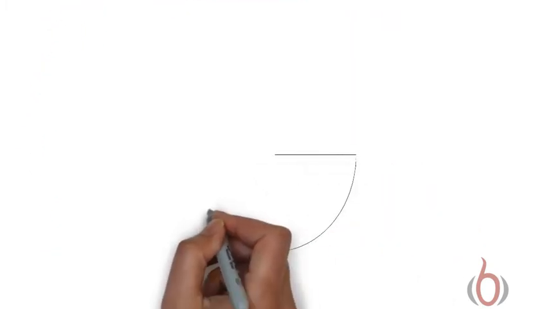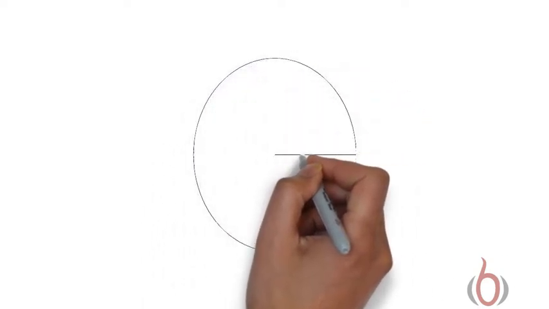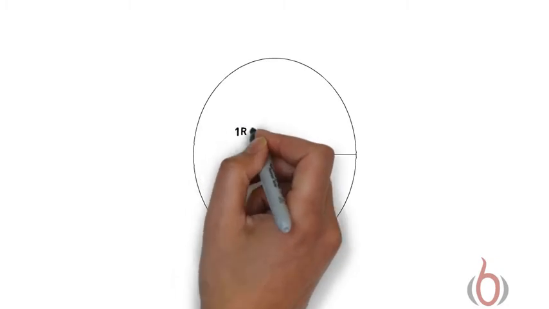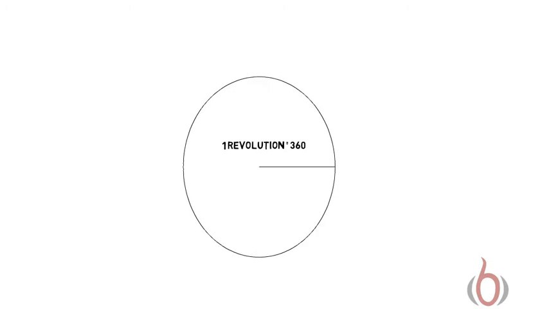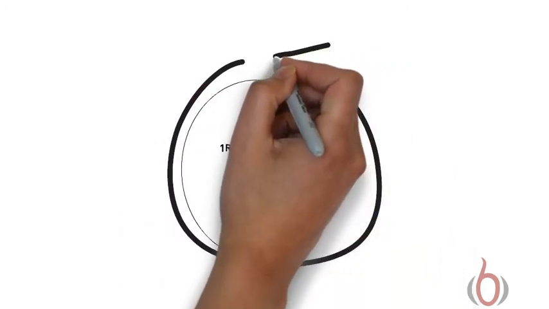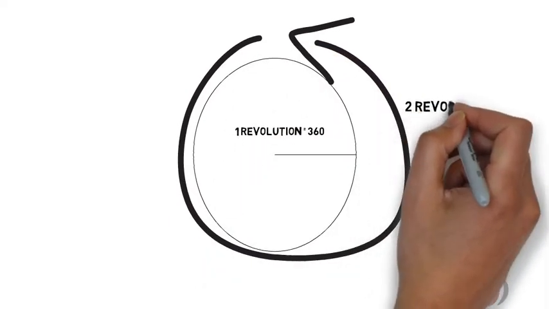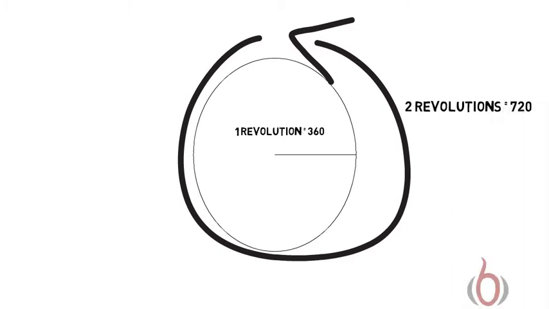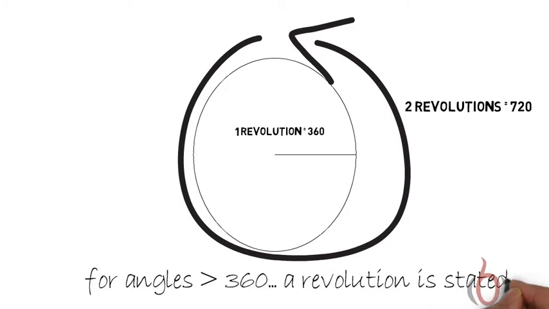Consider having a circle drawn about a fixed axis. If we start from the rest position and make one revolution back to that position, we will have turned through 360 degrees. If we make another 360 degree turn, we say we have turned through 720. For angles greater than 360 degrees, the number of revolutions might be specified. So you've understood the term revolution.